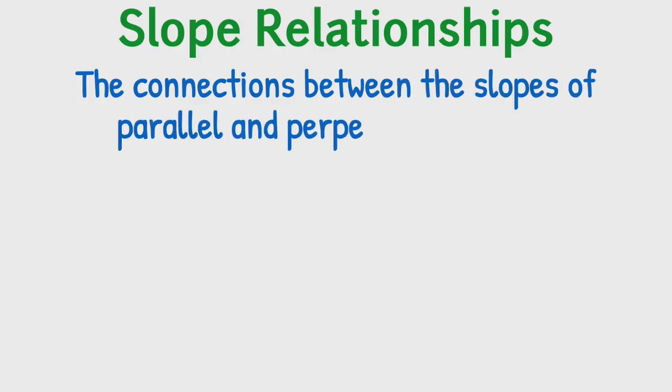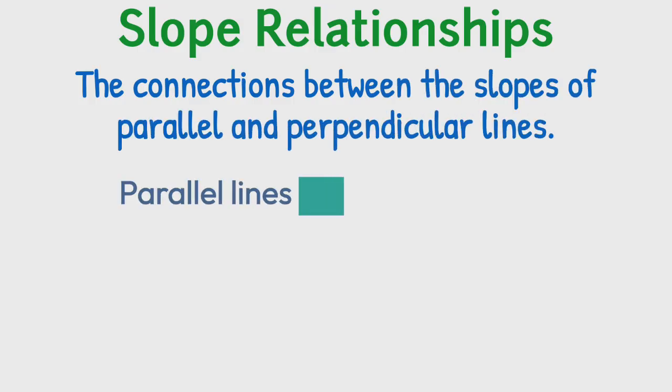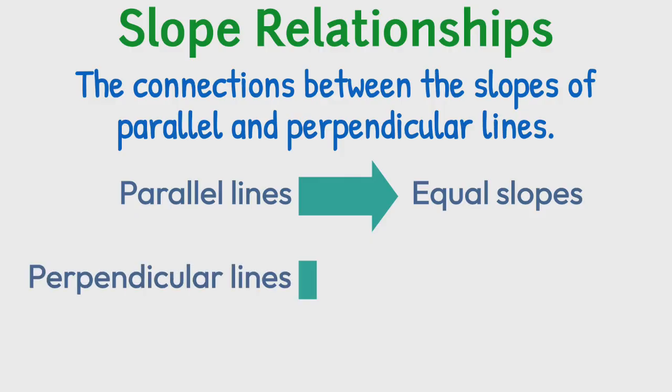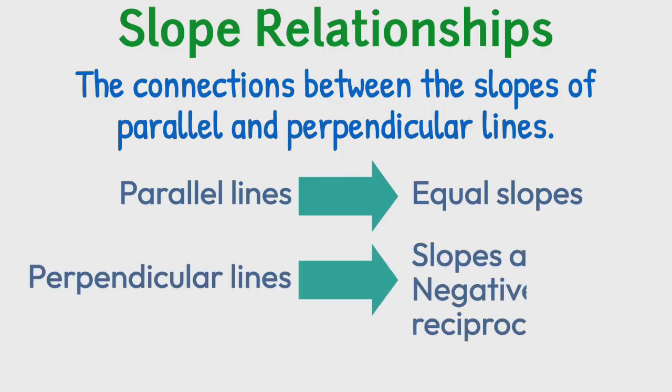Slope relationships. The connections between the slopes of parallel and perpendicular lines. Parallel lines always have equal slopes. Perpendicular lines always have slopes that are negative reciprocals of each other, meaning their slopes multiply to equal -1. These two relationships are powerful shortcuts. If you know the slope of one line, you can immediately write the slope of any line parallel or perpendicular to it without doing any calculations.